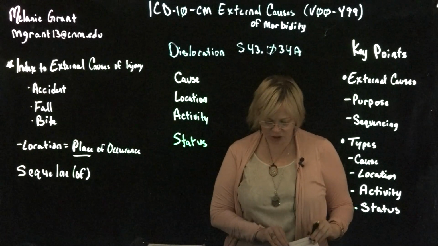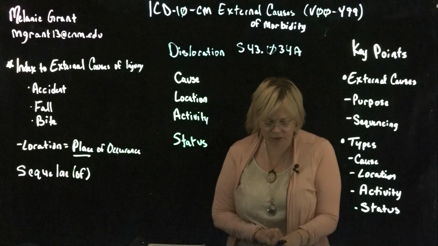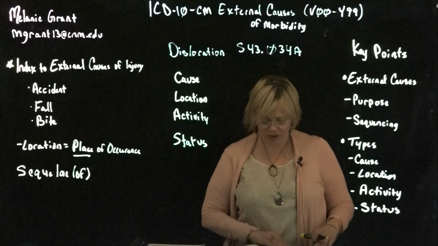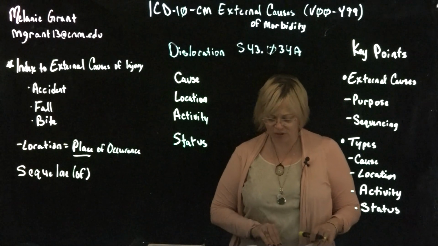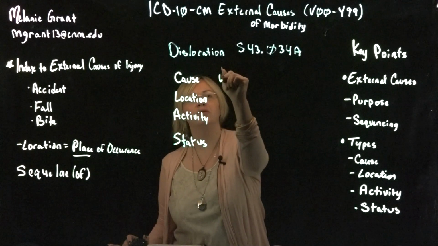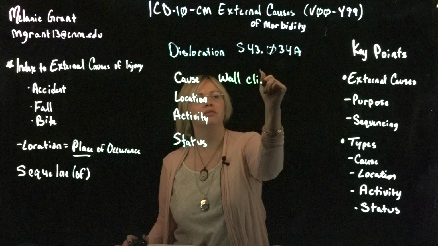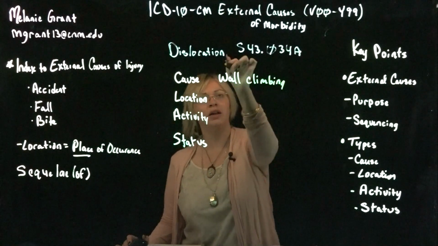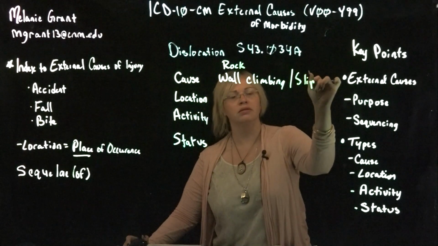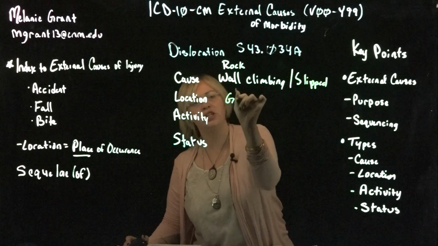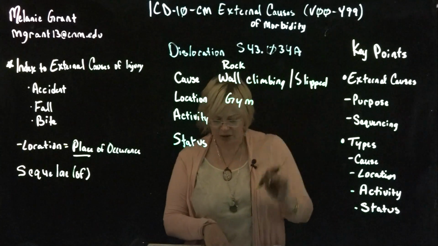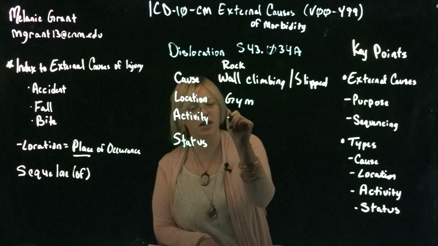Okay, and so she was learning to rock climb. As she scaled the wall, her foot slipped. She grabbed on her wall with her right hand and pulled something in her shoulder. Okay, so we want to say that, first of all, she was wall climbing. So this is going to be your cause, wall climbing, or rock climbing, because that's what it says. And she slipped. Where was she located? She was at the gym. She was involved in an activity, which is kind of the same thing here. So we want to say, again, that she was rock climbing.